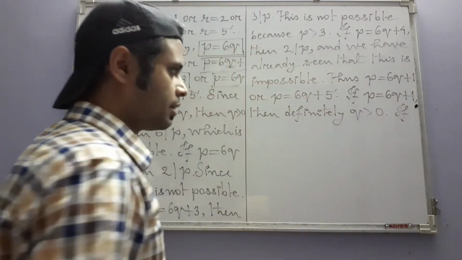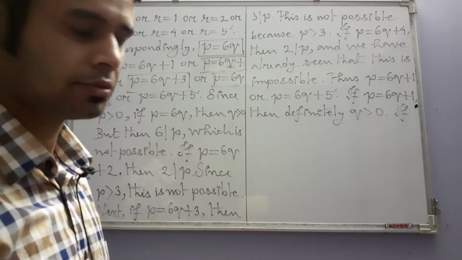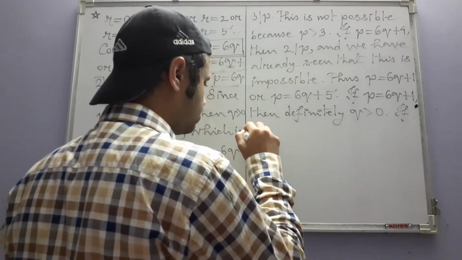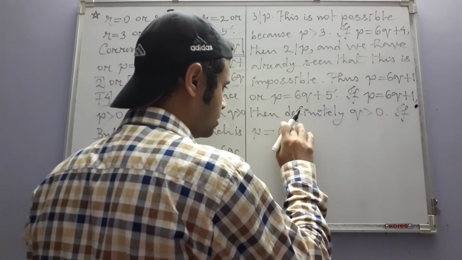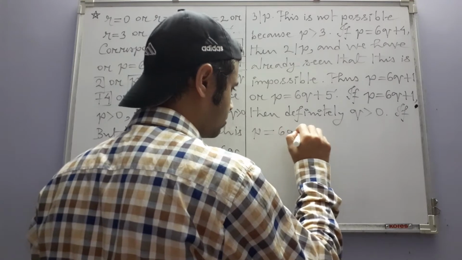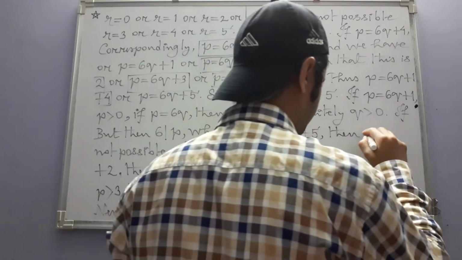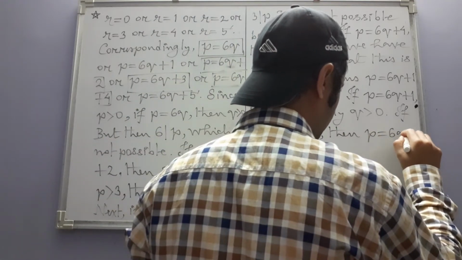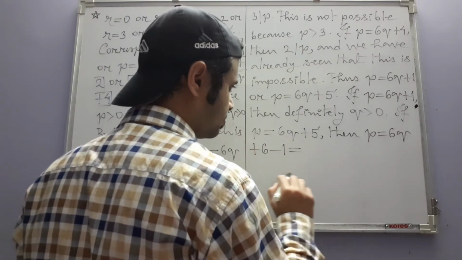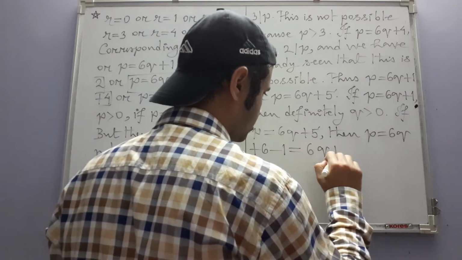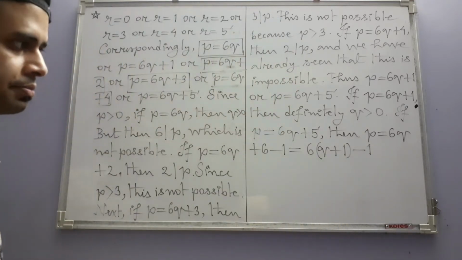So that means in this case p is of the form 6k plus 1 where k is equal to q, which is a positive integer. If, on the other hand, p is 6q plus 5, then p can also be written like this, plus 6 minus 1, and that is this minus 1.